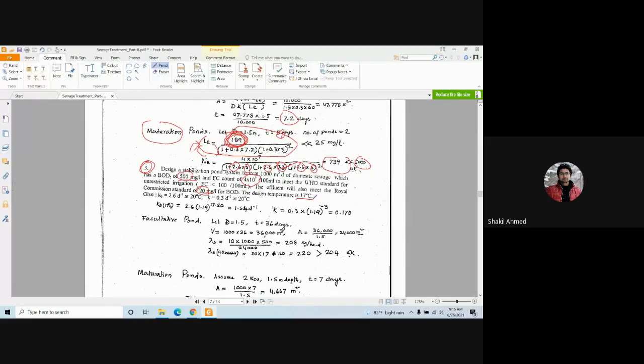So this is a similar thing. In this case, look at this. The bacterial reduction rate constant and the BOD reduction rate constant K have been given at 20 degrees Celsius. But the temperature in the stabilization pond is what?